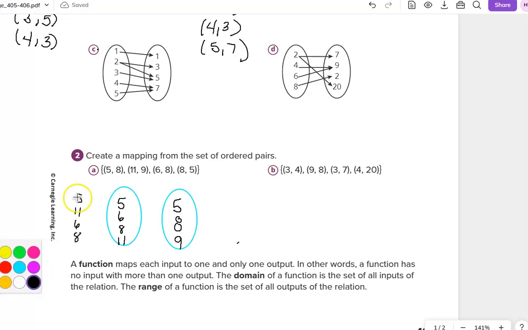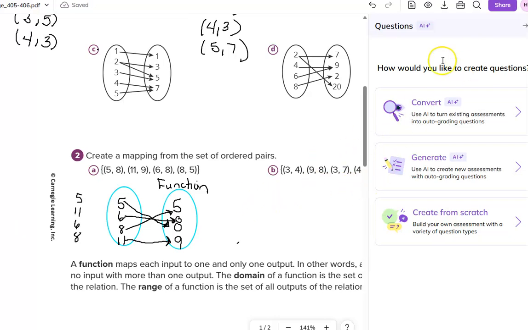Let's change the color. So 5 went to 8. So I'm going to come over here and I'm going to do 5 goes to 8. 11 goes to 9. 6 goes to 8. And then 8 goes to 5. So let me double check. 5 to 8, 11 to 9, 6 to 8, 8 to 5. So every input only has an arrow to one number. So this one is also a function.